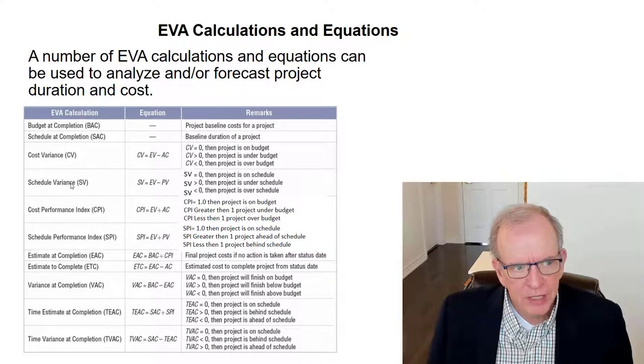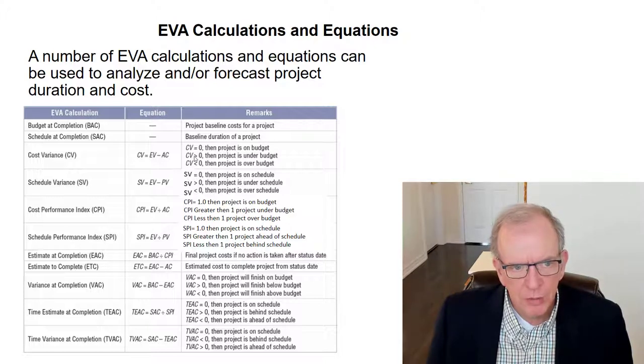Cost variance, schedule variance, CV, SV. So cost variance equals earned value minus actual cost. Schedule variance equals earned value minus planned value. And then these are the occurrences that the formula kind of tells you as a result.